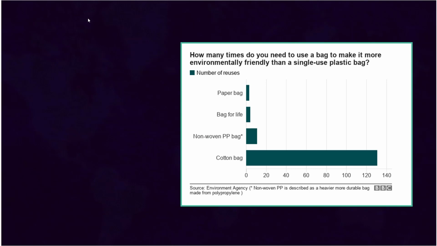In the conversations that we have in our communities, we're talking about the reuse of paper bags or the lifelong bags, so the reusable ones. And the significance of this is how do you make the choice of what you're using when you go to the grocery store or any other store for that matter.